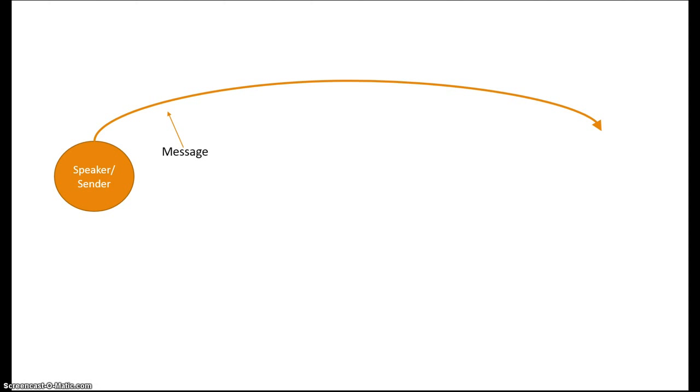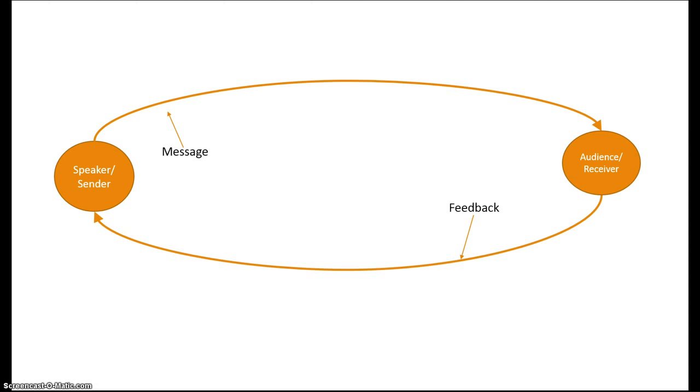Now, the first part of the model is the speaker, also known as the sender. This person sends a message to the audience or the receiver. Now, the audience then sends a message back to the speaker. We call this message feedback. Note that there are directional arrows right here on the message and on the feedback. Those directional arrows are really important.